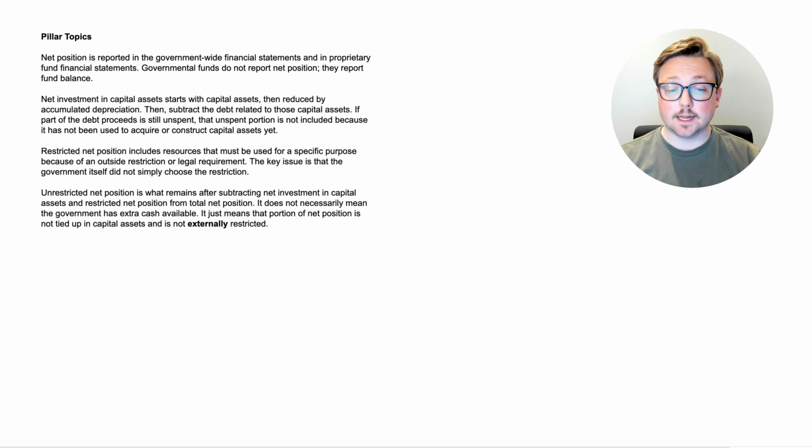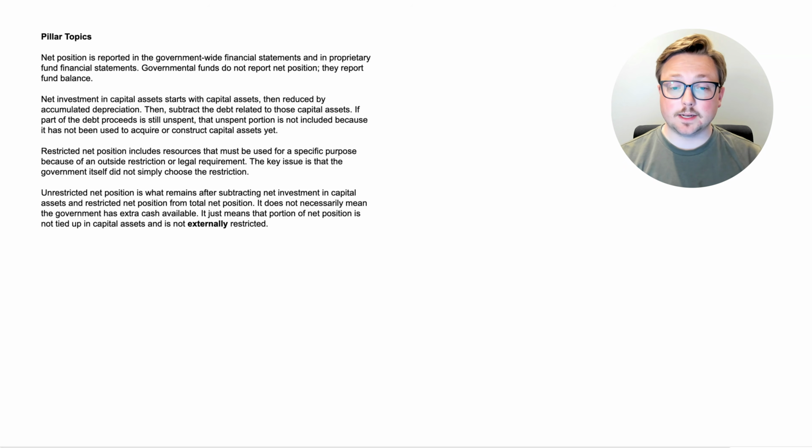Next, there's restricted net position, and this includes resources that must be used for a specific purpose because of, and this is the key thing here, an outside restriction or legal requirement. The key issue is that the government itself did not simply choose the restriction. So again, the government didn't set this up. Some other entity or law did that, and that's why it's restricted.